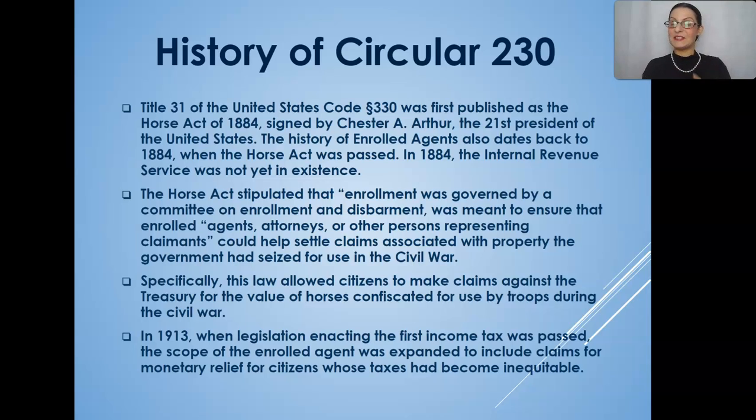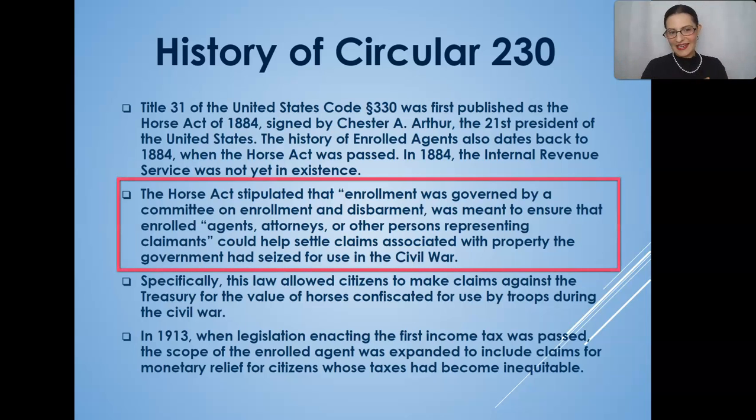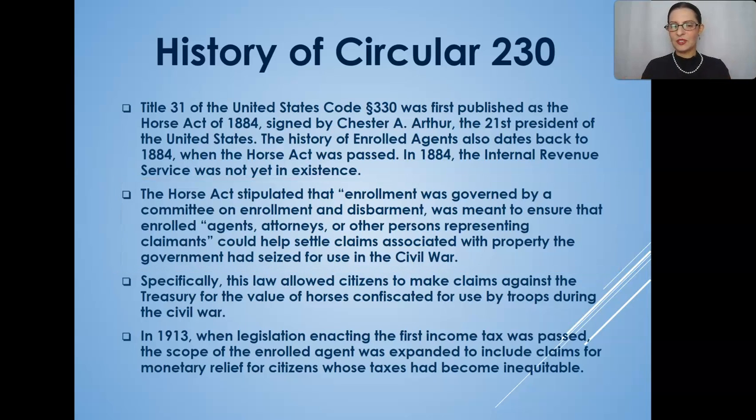Now, the history of enrolled agents dates back to 1884 when that Horse Act was passed. And in 1884, the Internal Revenue Service was not yet in existence. There was no Internal Revenue Service in 1884. Now, the Horse Act stipulated that, quote, enrollment was governed by a committee on enrollment and disbarment that was meant to ensure that enrolled agents, attorneys, and other persons representing claimants could help settle claims associated with property the government had seized for use in the Civil War. And specifically, this law was passed in order to allow citizens to make claims against the U.S. Treasury for the value of horses, basically the mode of transportation at that time. People had horses that were confiscated for use by the troops during the Civil War.